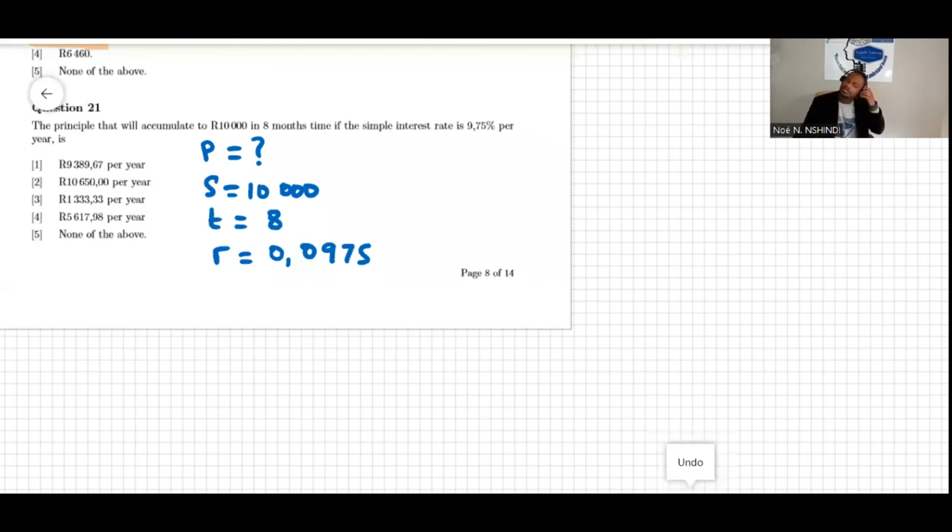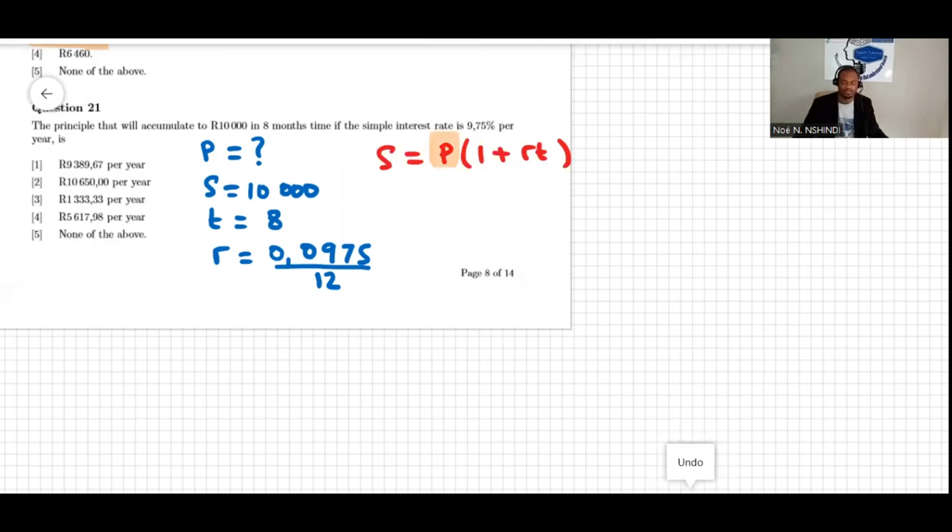Because they said that will accumulate in 8 months time if the simple interest is that per year. So we're going to divide here by 12. Okay, and now the formula that connects the principal, the accumulated amount, the time, and the rate is given by S equal to P open brackets 1 plus RT. Okay, so I'm looking for P. The unknown here is P.